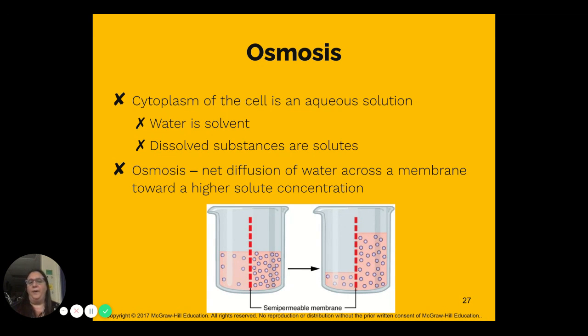Then we talk about the movement of water, specifically the diffusion of water. The cytoplasm of the cell is a very aqueous or water-filled solution. Water, we know, is a solvent, water is polar, and there are dissolved substances in the water that we would call solutes. So when we're looking at osmosis, we're looking at the net diffusion of water across a membrane towards a higher solute concentration.